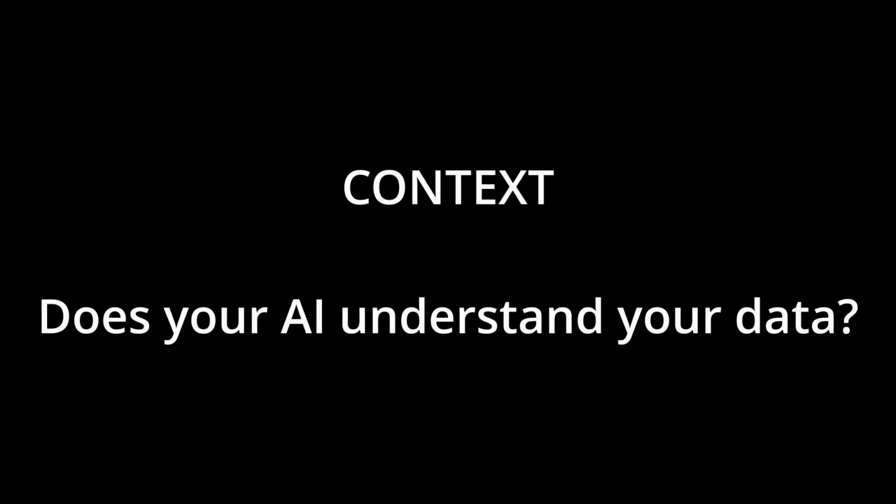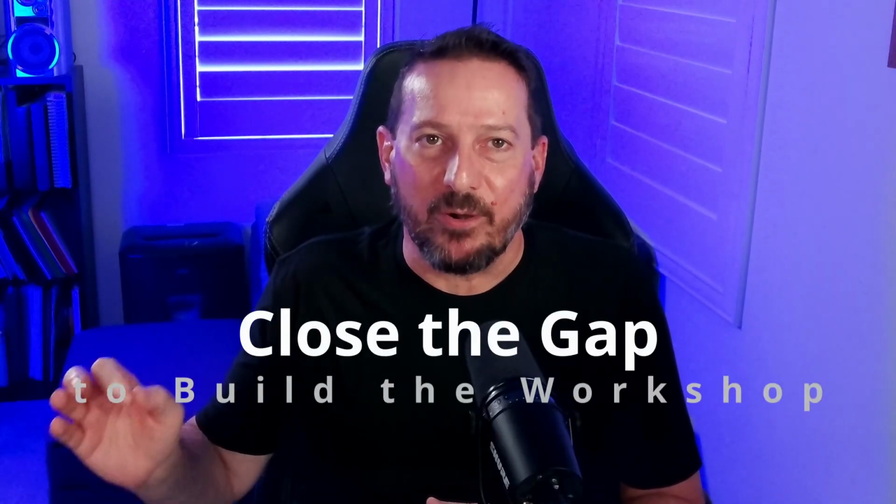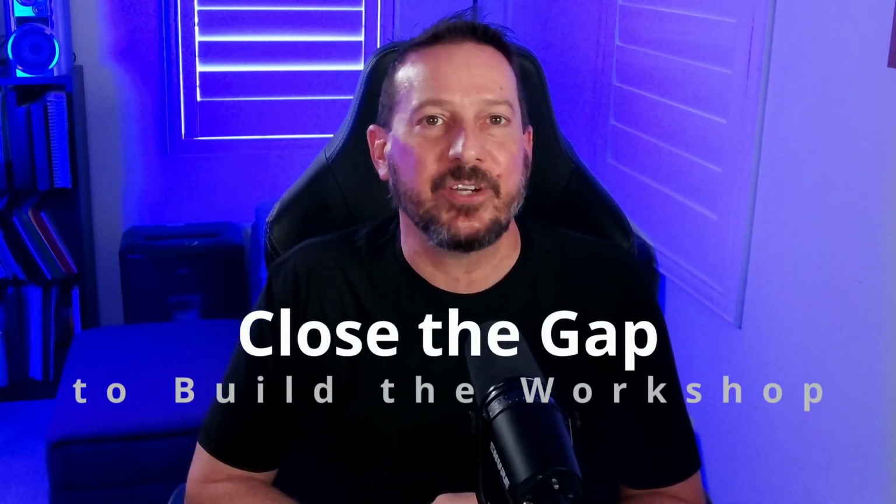For context, could your AI tell you what column names mean without you re-explaining it every single time? And then for keep current, do you have any real rhythm for keeping your data current, or is it whenever you happen to remember? Now, wherever you hesitated just now with these questions, or wherever you said, well, I don't have those things in place, those are the stations that need work. Closing the gap between where you are right now and being able to confidently answer each of those questions, well, that's what we're here to do. That's your blueprint for exactly what you need to build next.